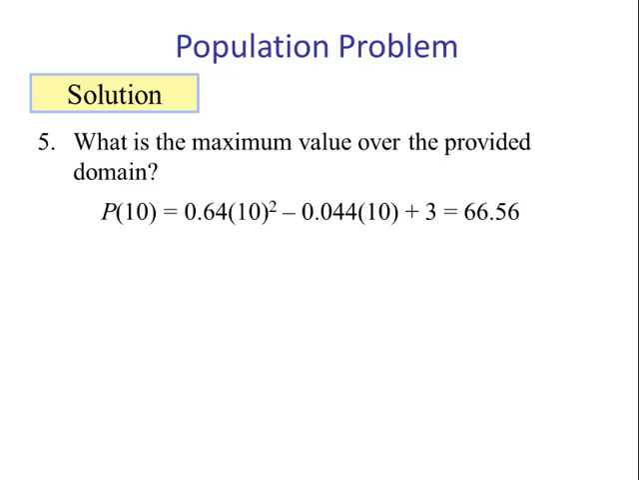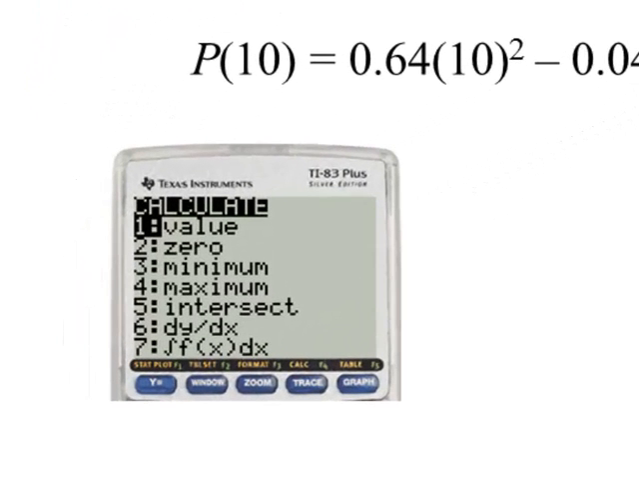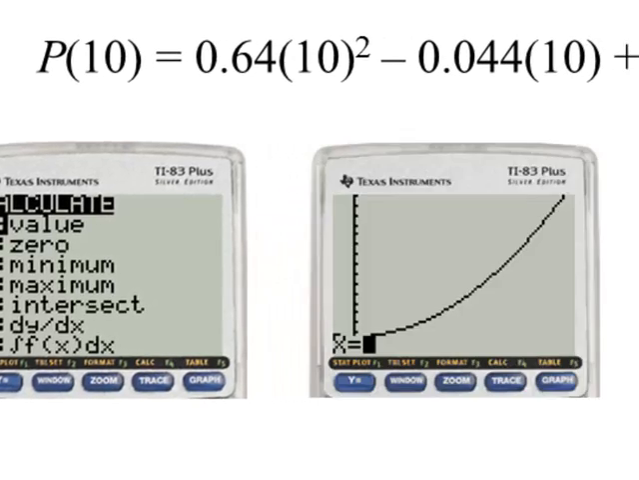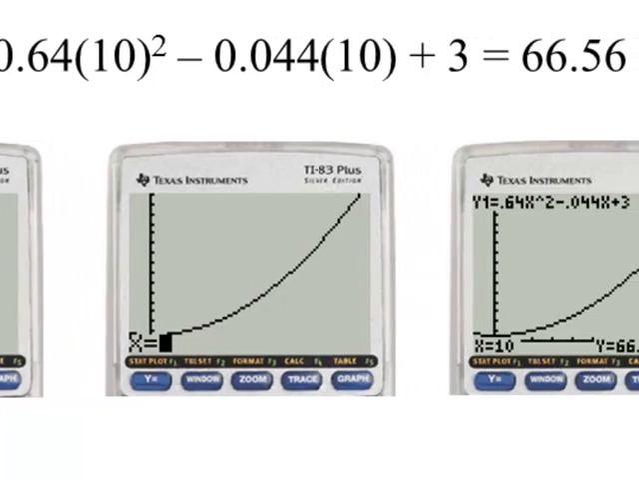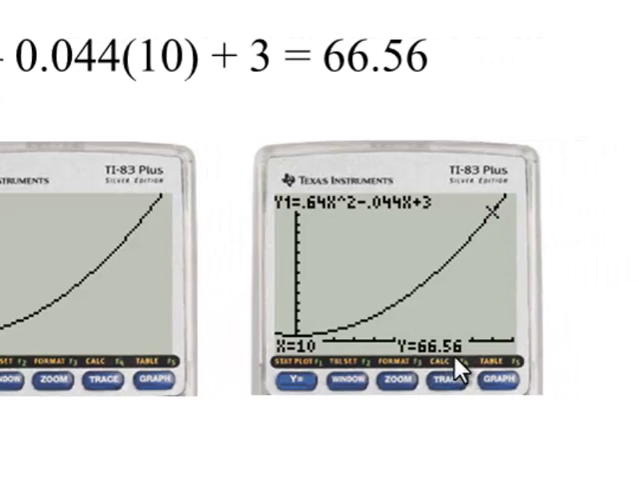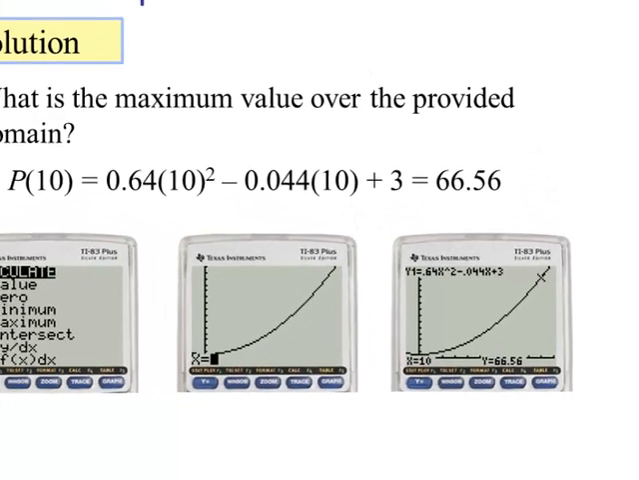Number 5, what is the maximum value for the given domain? That would be when x is equal to 10, and this has been computed before. We have 66.56. We can verify this by using the graphing calculator. If we hit second and trace, which is calculate, go to value, the calculator will give us our graph, then we type in 10, and it gives the corresponding y value. So this is another way that we can find an output for a given input.